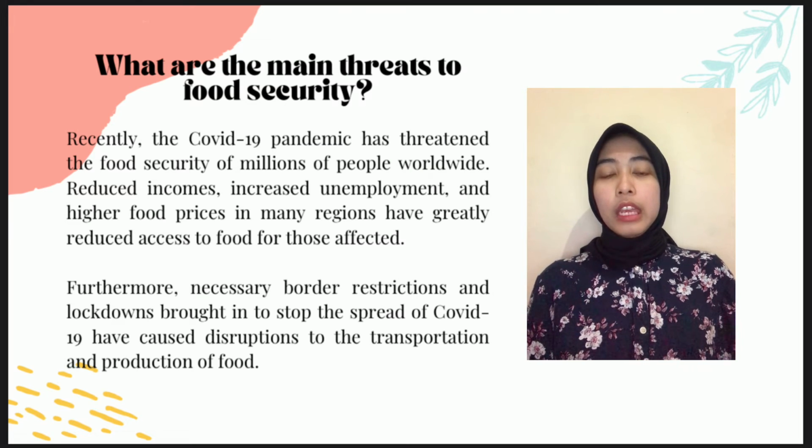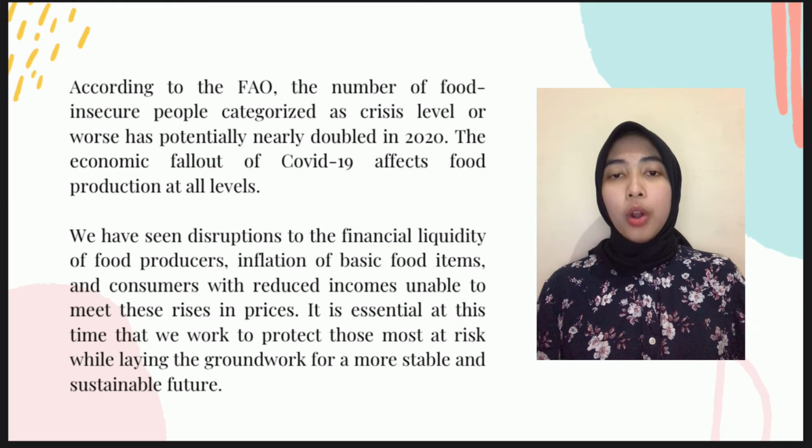Reduced incomes, increased unemployment, and higher food prices in many regions have greatly reduced access to food for those affected. Furthermore, necessary border restrictions and lockdowns brought in to stop the spread of COVID-19 have caused disruptions to the transportation and production of food. According to the Food and Agriculture Organization, the number of food insecure people categorized as crisis level or worse has potentially nearly doubled in 2020.